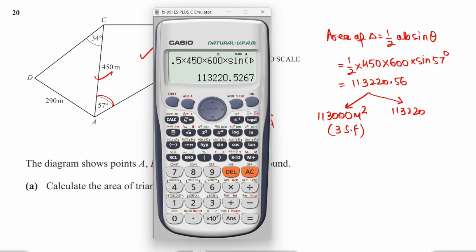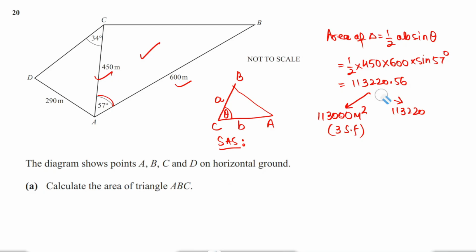526, and this could be written as 0.53 meter square. This is rounded off to 2 decimal places. Both the answers are acceptable, but as you write, this is more favorable. Okay, let us see the next part of this problem.